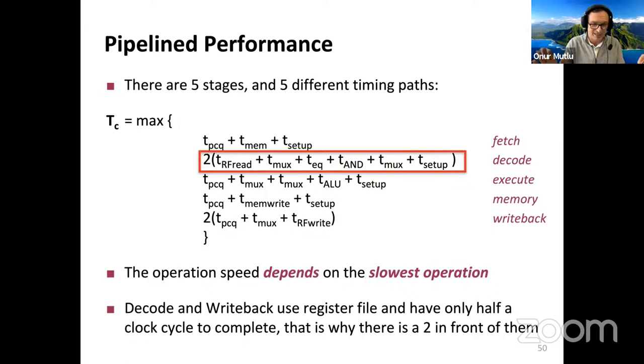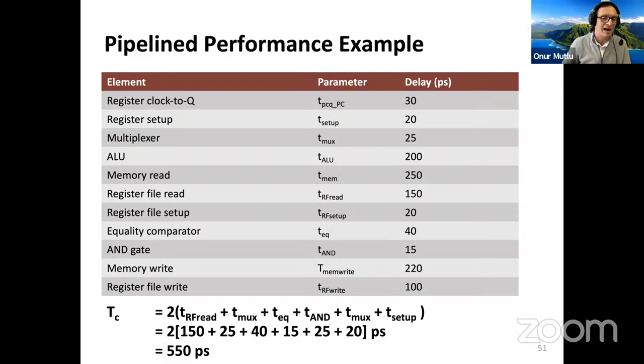But the key takeaway is decode should really not be your critical path in real designs. And I've seen many, many real designs, and I can confidently say that you can always break down decode into multiple stages, but sometimes memory is much harder to break down into multiple stages. Okay, but that's how it is. This is the design that we have developed, that's in your book, 550 picoseconds.